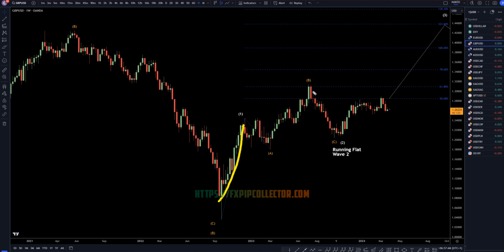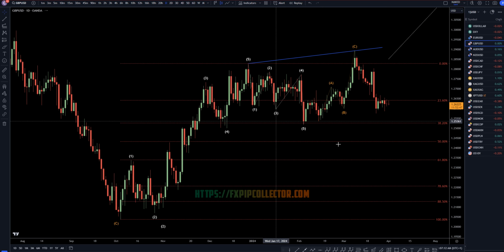Taking it down to the weekly, I still think it's very clear that this first push up is a wave 1. I still think this middle section is a running flat wave 2. If that's true, that makes this right here 1 of 3. This is a subdivision 2 of 3, and eventually I think it's going to keep going up to make that wave 3, 4, and 5 like I was showing on the monthly time frame.